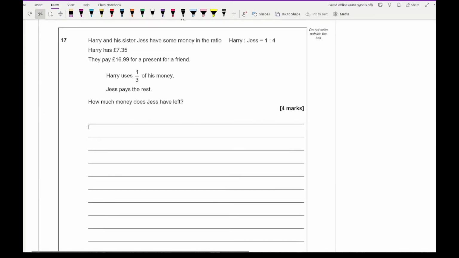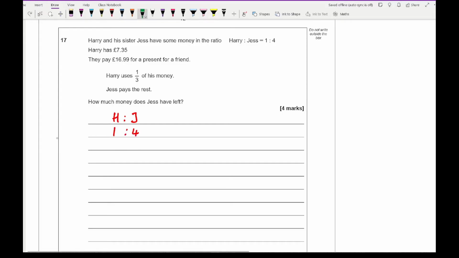Moving on to question 17, it says Harry and his sister Jess have some money in the ratio of 1 to 4. It says Harry has £7.35 and they pay £16.99 for a present for a friend. Harry uses 1/3 of his money and Jess pays the rest. How much money does Jess have left? So for this, let's start off by just writing down the ratio. So H and J, and we've got the ratio of 1 to 4.